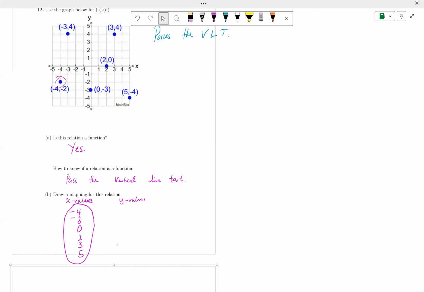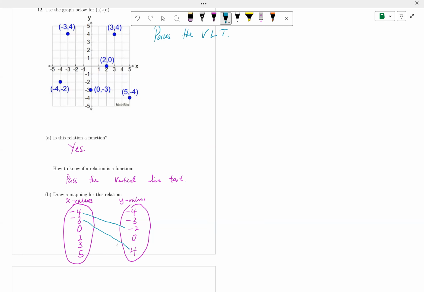And then the y values, going from the lowest to the highest: the lowest y value we have is -4, then -3, then -2, 0, then 4. When you're mapping these, you say the point. So -4 matches up with -2, so I'm going to draw a line from there to there. -3 matches with +4, so from there to there.